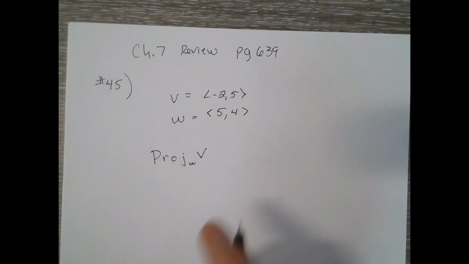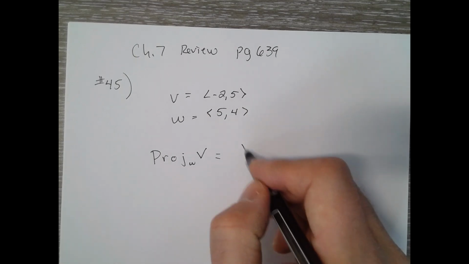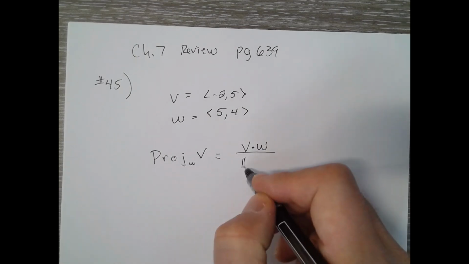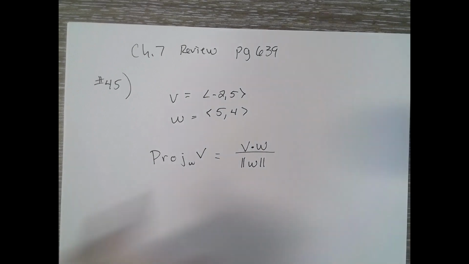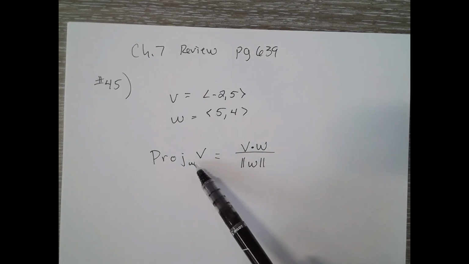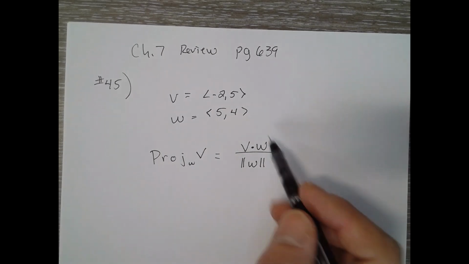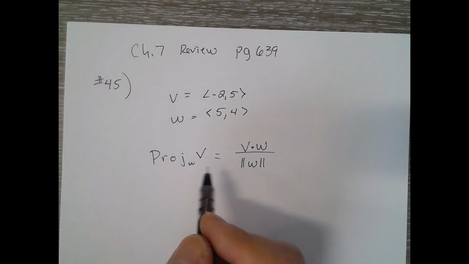The projection of V onto W has a couple of formulas. The easiest is V dot W over the magnitude of W. Here's how you can remember this equation: if you're doing a projection of one onto the other, you always do a dot product of the two vectors on top. Then whatever you're projecting onto, this little w, that's what we need the magnitude of. So this literally is the projection of V onto W.